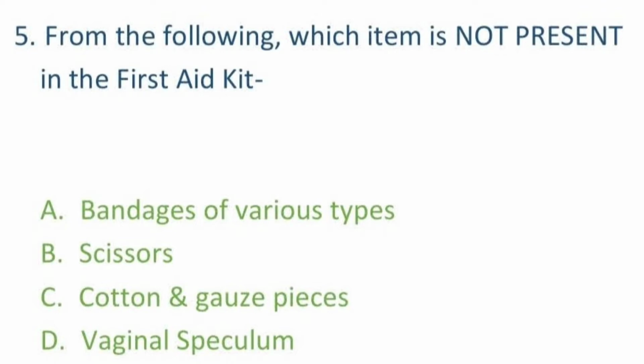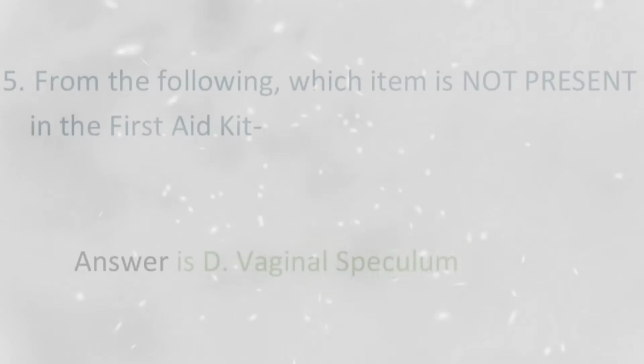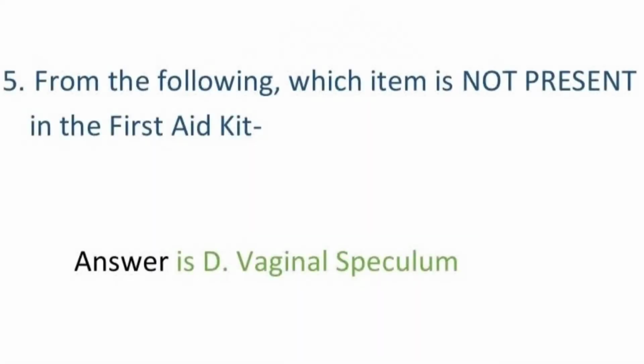From the following, which item is not present in the first aid kit? The options are A, bandages of various types; B, scissors; C, cotton and gauze pieces; and D, vaginal speculum. Here too the answer is quite reasonable. It is option D, vaginal speculum.